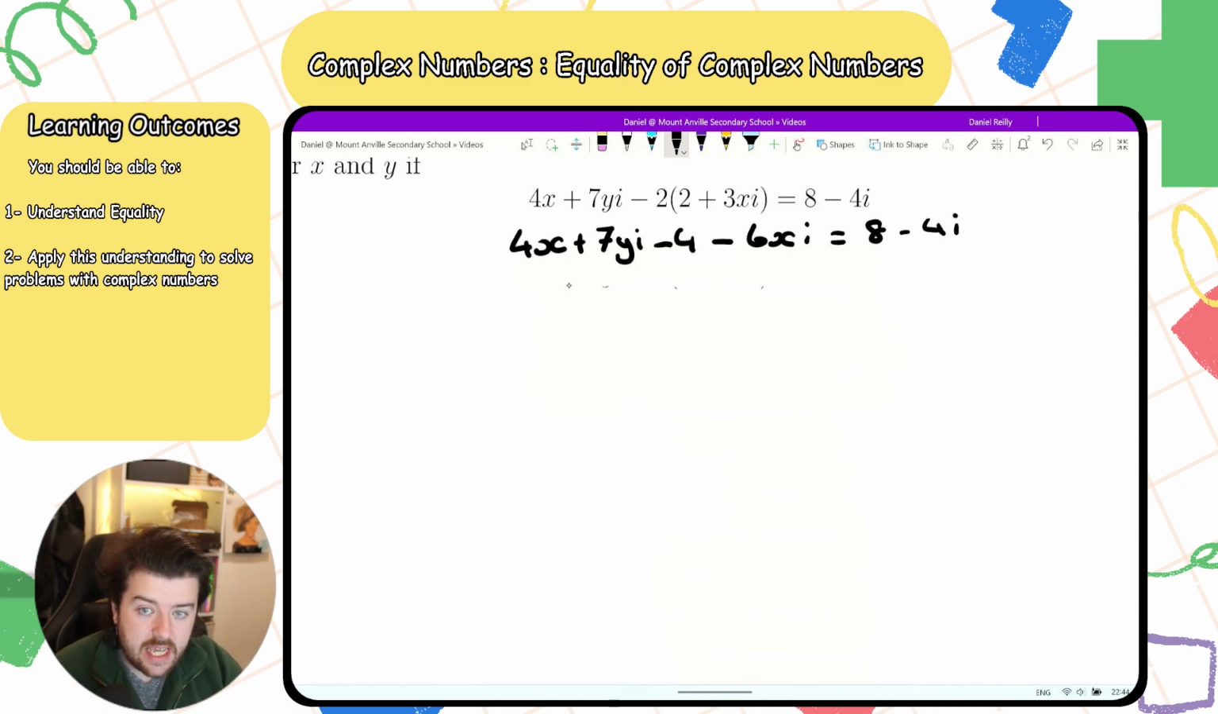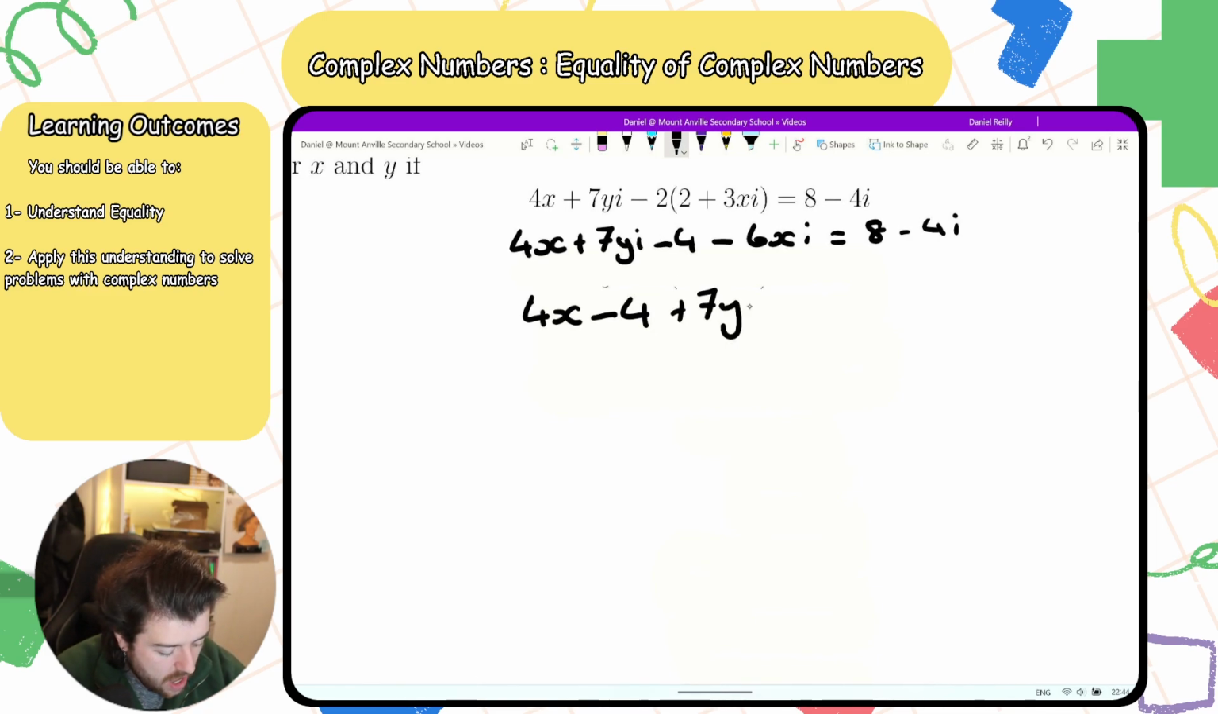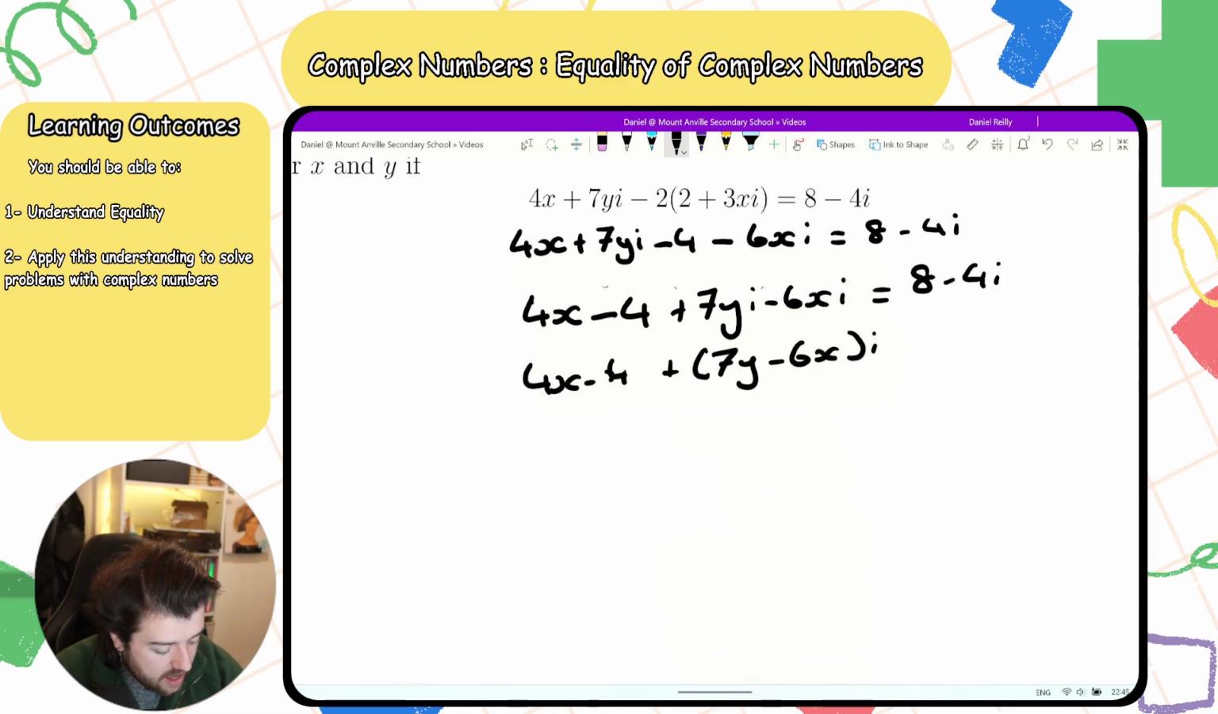So let's get my left hand side. Let's gather my real parts and gather my imaginary parts. So I have 4x, is that real or imaginary? That's going to be a real part because it has no i on it. So 4x, then this minus 4 has no i on it. So they are my real components. Here I have 7yi minus 6xi. So I'm going to have 4x minus 4 plus, factoring out an i here, (7y minus 6x)i is equal to 8 minus 4i. Now I have my left hand side equal to my right hand side.